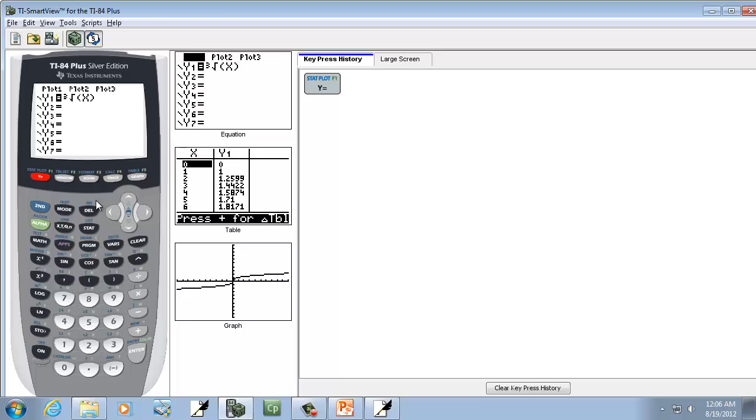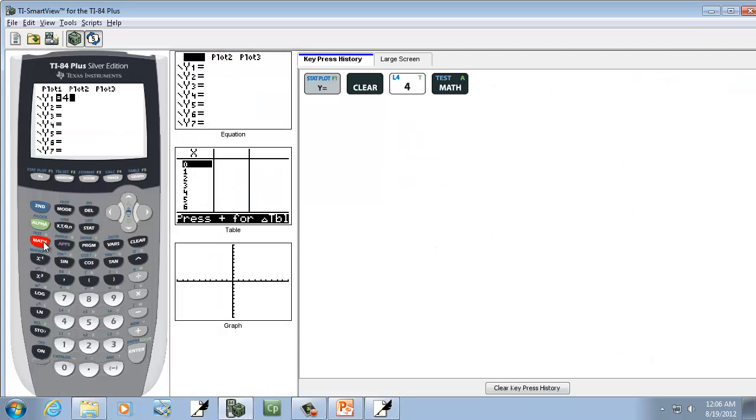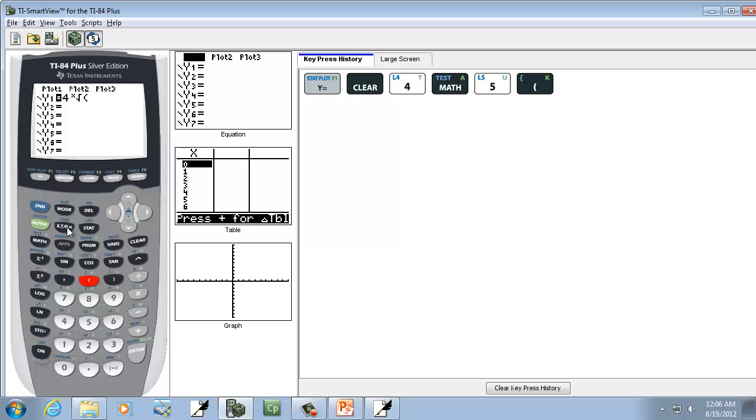I'll press y equals, press clear. You put your index in first. So I'm going to go ahead and put the 4 in first. Then I'll go to math. And I want to choose the one with a radical with an x on it for the index. And that's number 5. So I'm pressing number 5. Now this is the only function that doesn't put a beginning parentheses. So you have to put the beginning parentheses on it. And it's x. And then closing parentheses.